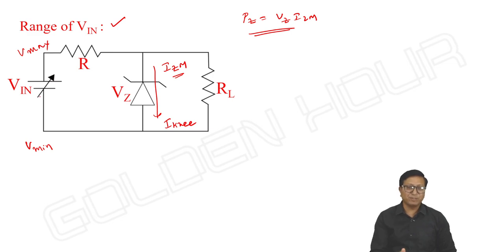So we should not allow the current through the Zener diode to exceed IZM, which means there is a limit on the range of your input. How do we find the values of V input minimum and V input maximum? Let us see that.